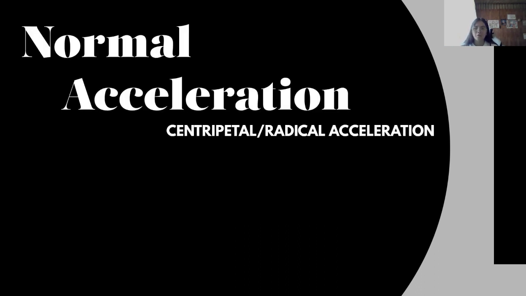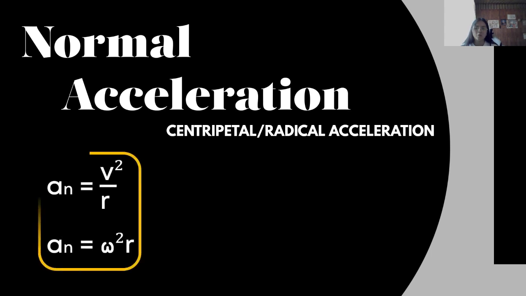And then for normal acceleration, we can also call it centripetal or radial acceleration. Okay, tandaan na ang direction ng normal acceleration ay laging towards the center of the curved path. So we have here the formula for normal acceleration: a sub n is equal to v squared over r, or omega squared r.